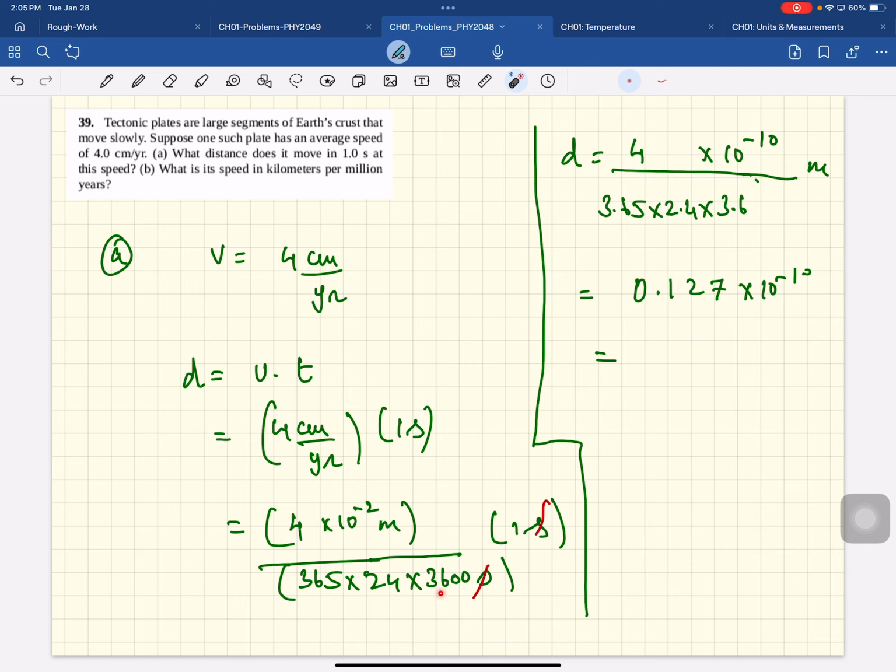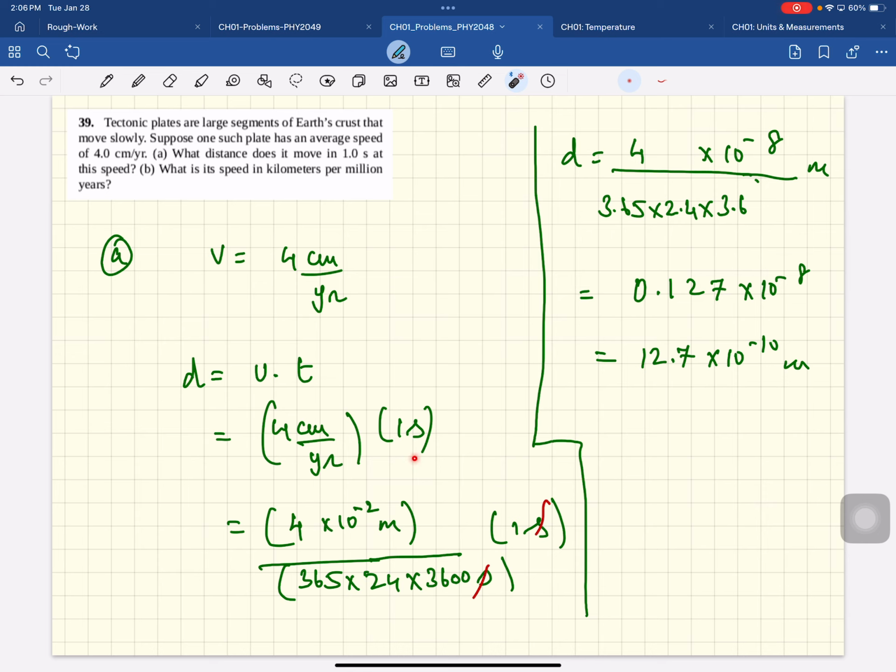That's 3, 4, 6, that's 8. And so that's 12.7 times 10 to the minus 10 meters. Okay, why did I write this? Do you guys know what this is? We talked about it earlier. This is roughly the size of an atom. Okay. So a plate every second moves roughly 13 atoms.